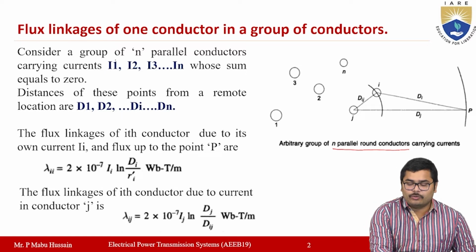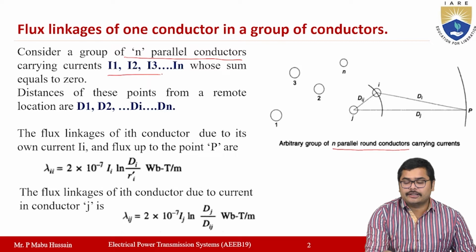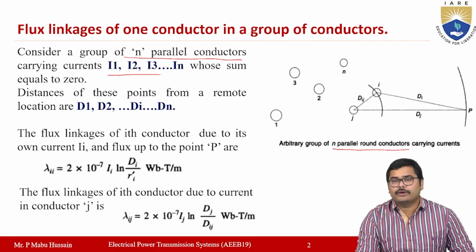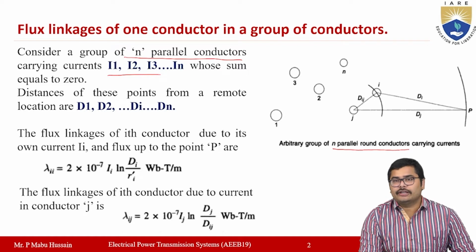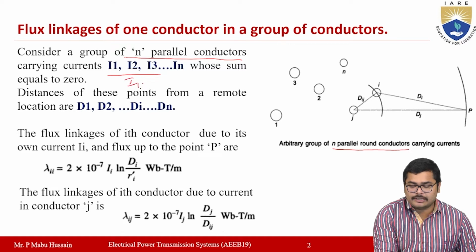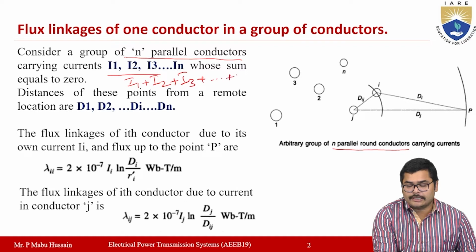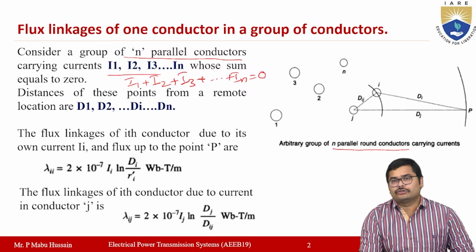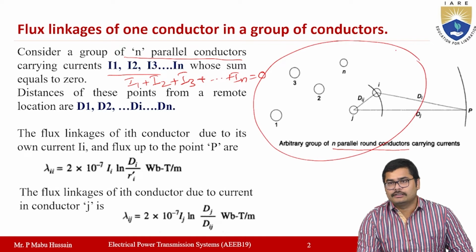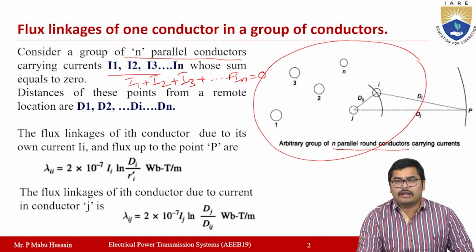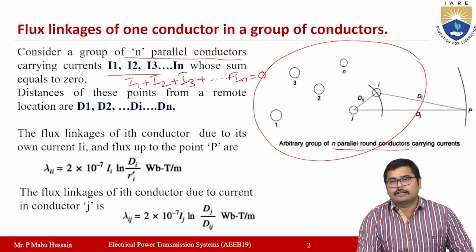We are considering a group of n parallel conductors which are carrying the currents I1, I2, I3 up to In, and the sum of all the currents will be equal to 0. That means I1 plus I2 plus I3 plus and so on plus In will be equal to 0. The current flowing in each conductor is represented with I1, I2, I3 up to In, and the sum of all the currents is equal to 0.